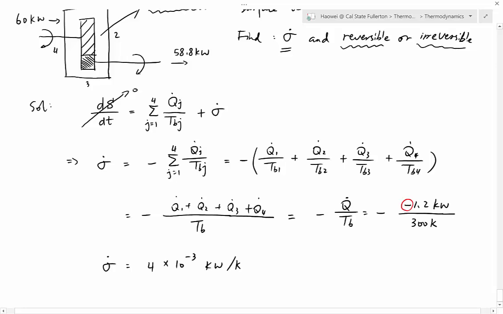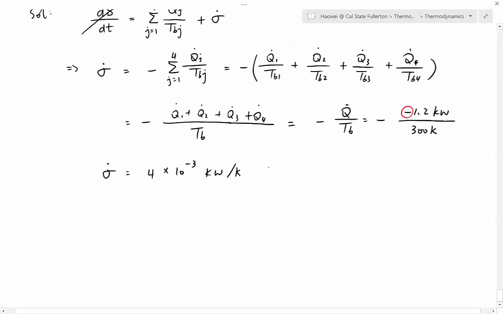So next one is, can you tell me if this process is reversible or irreversible? Because our solution for sigma dot is greater than 0, that means it must be irreversible. What if our solution is equal to 0? That means your system will be reversible. What if our solution for sigma dot is less than 0? That means your system is wrong. It's impossible. It will not happen because your design violates the second law.